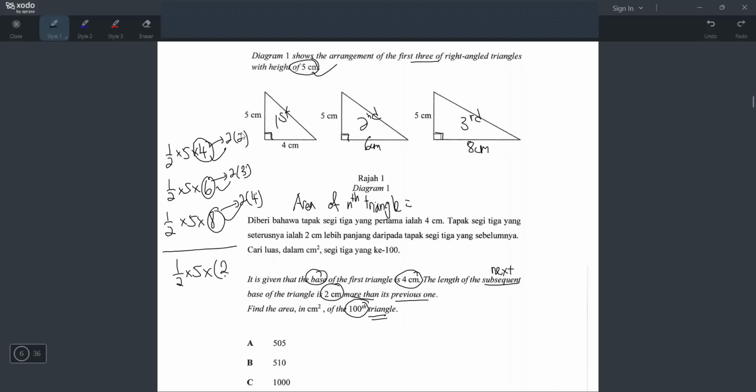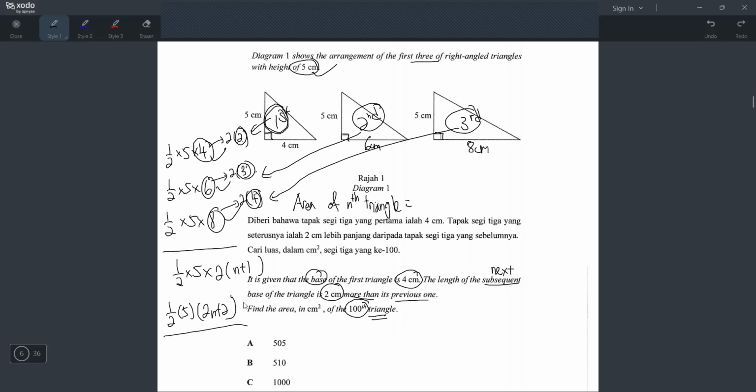So I can actually write this as 2 times 2, 3, 4. Since I'm trying to generalize and make n equal to 1, I will write 2n plus 2 here, right? Let me explain a bit. When n equals 1, this equals 2. When n equals 2, this equals 3. And when this is 3, this number will be 4. It means every time it's n plus 1, n plus 1, n plus 1. Therefore, it's the same as 2 bracket n plus 1. Do you understand? Because when it's first, this is 2. When it's second, this is 3. Third, this is 4. So it's actually n plus 1. That is why I can expand this. I will get 1 over 2 times 5 times 2n plus 2. And guess what? This is the formula.